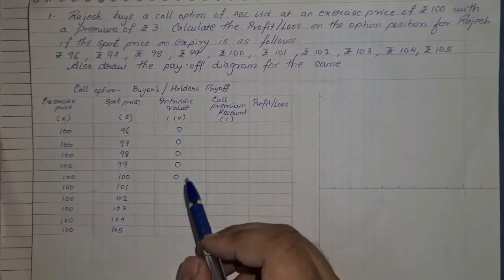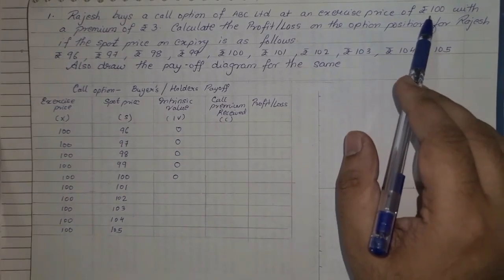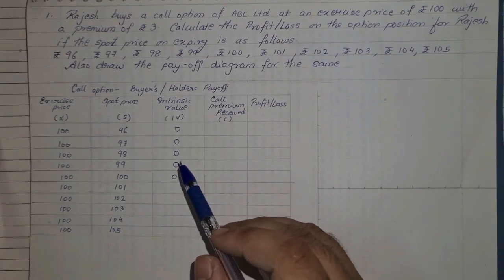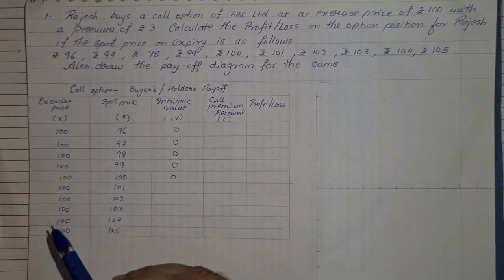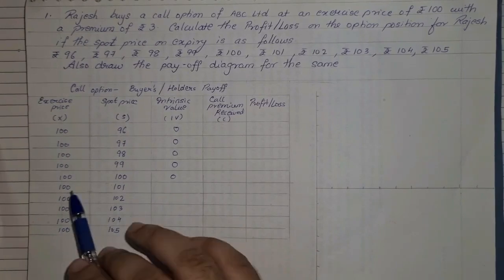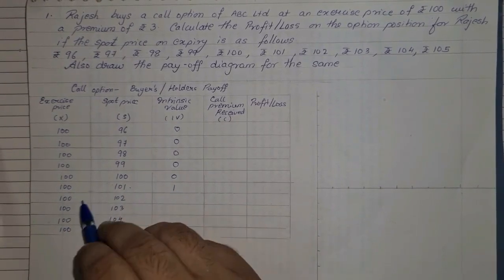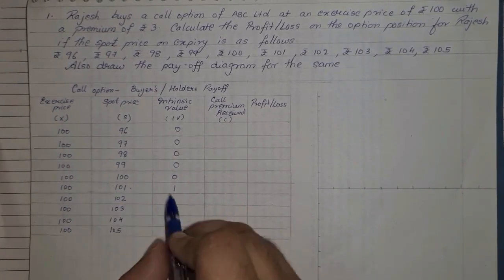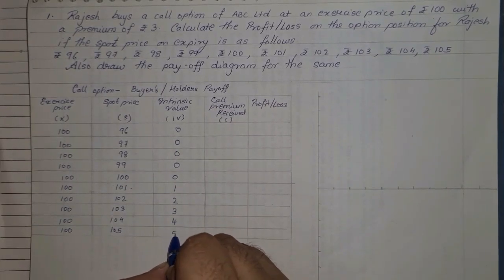Reason: when we are having a call option and we are taking a call at the exercise price of 100, any amount below that will not fetch you any intrinsic value, it will only be above that. So after the point when the exercise and spot are matching, thereafter the intrinsic value will be the positive difference between the exercise price and spot price. So the intrinsic value for this particular case at 100 and 101 will be 1. For the next, the difference will be 2 rupees, 3 rupees, 4 rupees and 5 rupees.